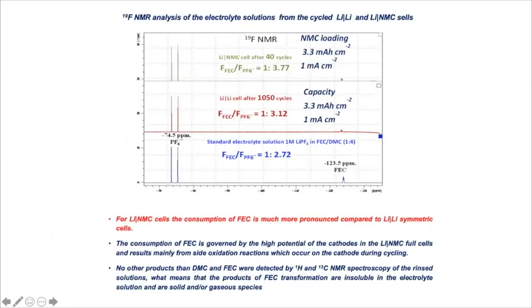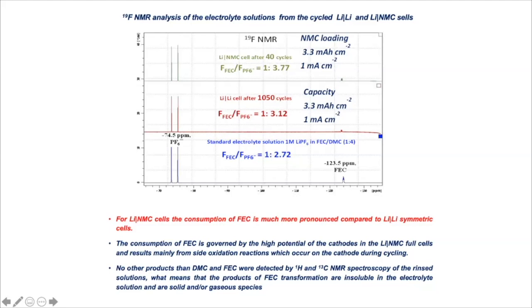Going further, with F19 NMR, we can see the difference between symmetrical lithium cells and full cells, lithium NCM. We see that symmetric lithium cells are more stable. So by NMR, we can see to what extent we have increased consumption of the FEC. Since we have lithium hexafluorophosphate, we have an internal reference inside. And this is the initial ratio. And we compare what happens between symmetrical cells and full cells. And we see that the ratio increases.